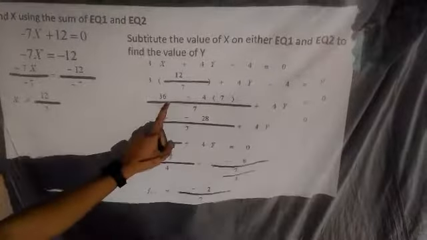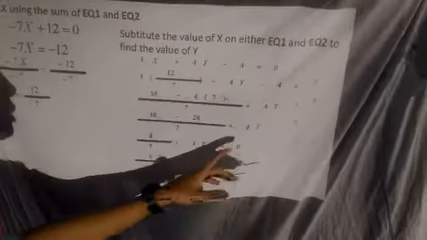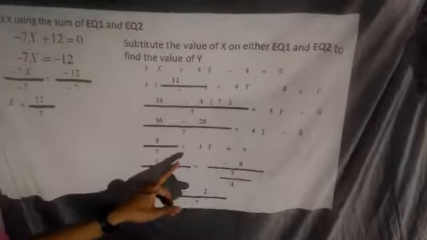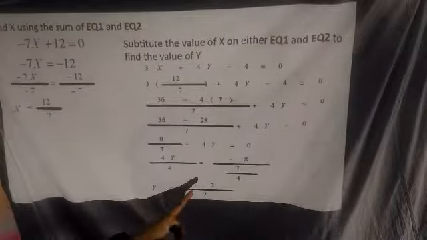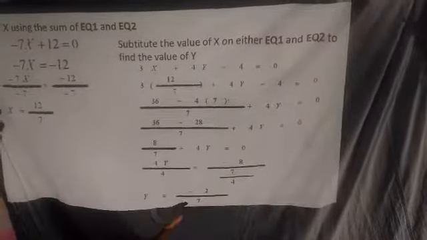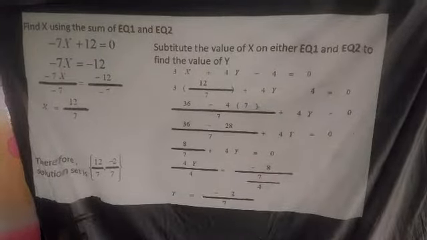So it became 36 minus 4 times 7 plus 4y equals 0. So 36 minus 28 will be 8 over 7 plus 4y equals 0. Then you transpose to the right side, so it became negative, and the remaining is 4y equals negative 8 over 7. So it became y equals negative 2 over 7. Now you get the y. Therefore, the solution set is 12 over 7 your x, and negative 2 over 7 your y.